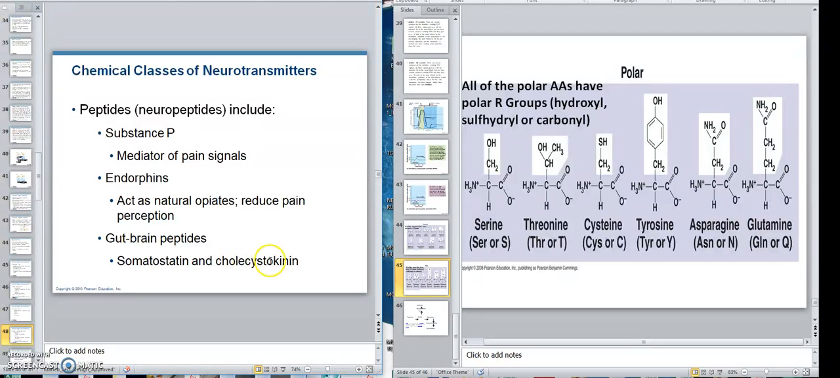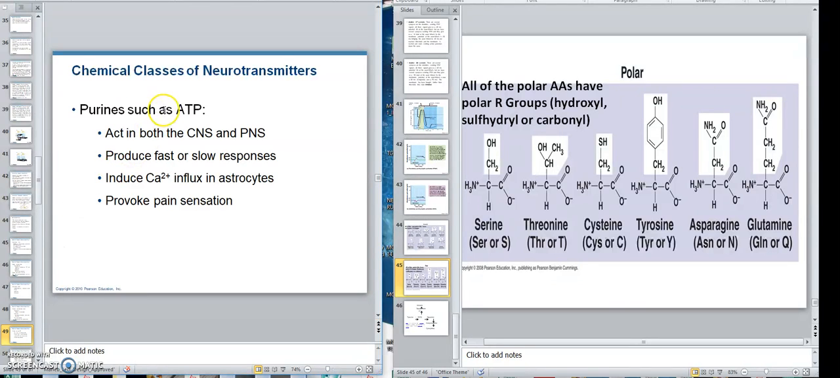Somatostatin, cholecystokinin, these are other peptides, and they do other things besides just neurotransmitter. Somatostatin has to do with growth hormone in addition. Cholecystokinin is the one that causes the gallbladder to contract. But it also has other functions. Okay, let's go further.